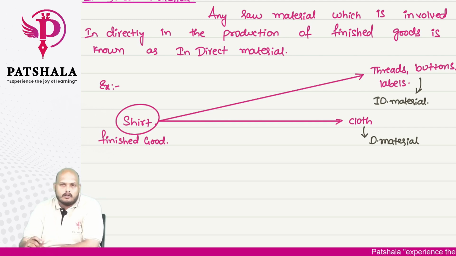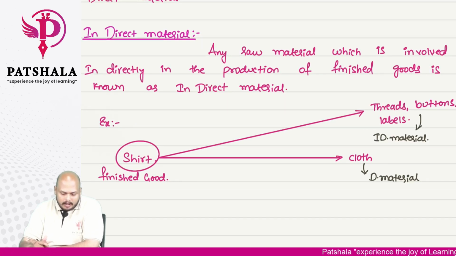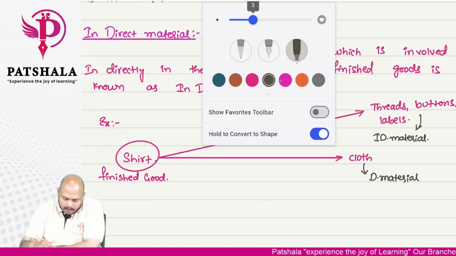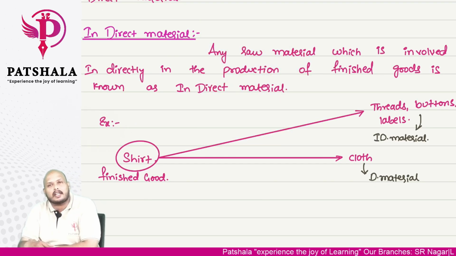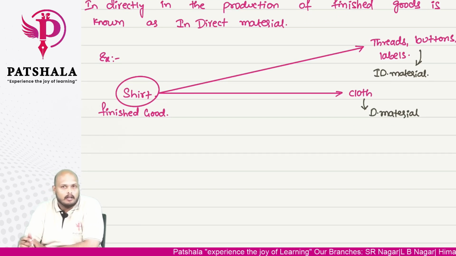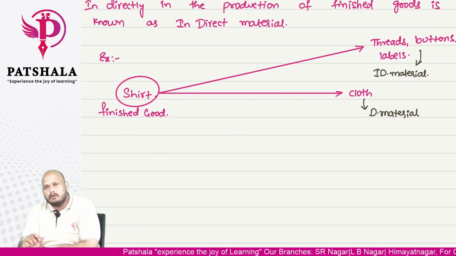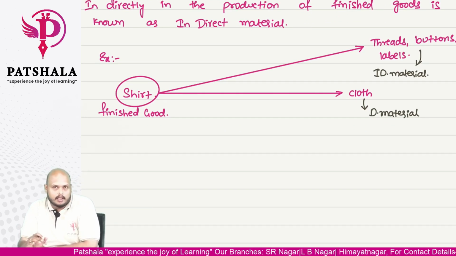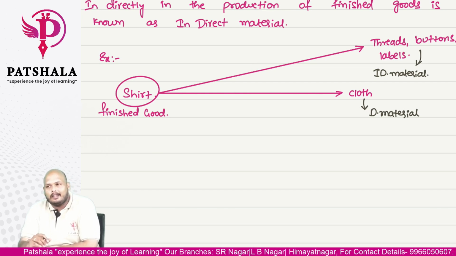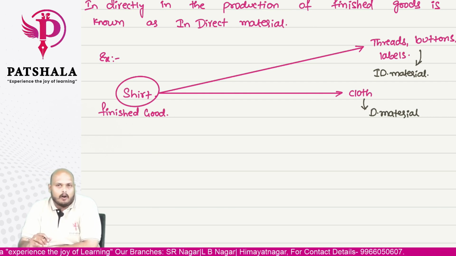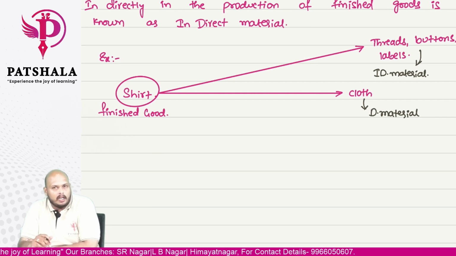Understood? So let us go to the next one, the second element. The second element is labor. Now, this labor is also called employee cost in a dignified manner in the cost accounting standards. We are calling it employee cost.